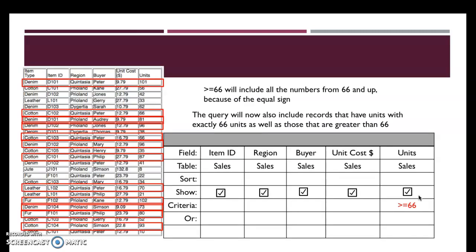To find numbers greater than or equal to 66, this will include all of the numbers, including 66 and up, because of the equal sign. The query will now also include records that have units with exactly 66 units, as well as those that are greater than 66. So now we have that record that is exactly 66 included, along with all of the records that have units that are more than 66.